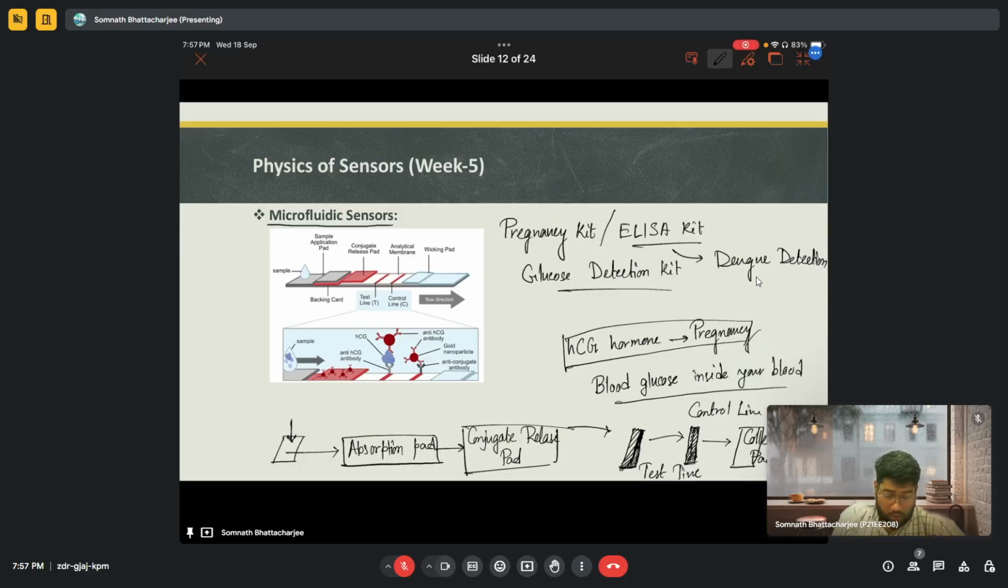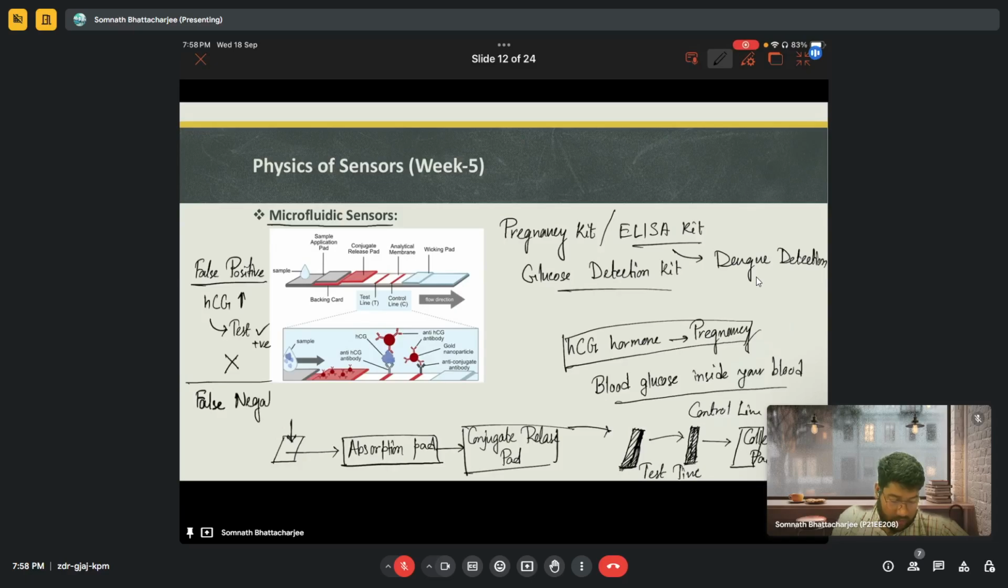There can also be false positive cases. What it means is that with any kind of abnormality, there can be a rise of HCG. With a rise of HCG, the pregnancy test kit will give you a positive result, right? But it's actually not true. So this is a false positive. Similarly, you can get a false negative as well.